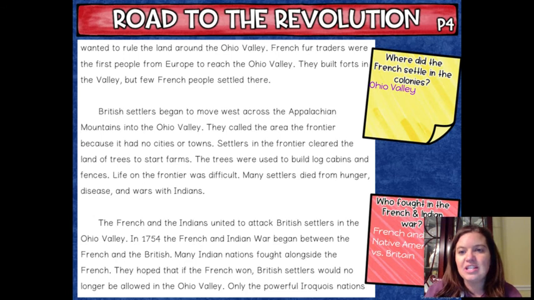Where did the French settle in the colonies? It tells you in here that they settled in the Ohio Valley, which was that area right in the middle of the country. Who fought in the French and Indian War? The French fought with the Native Americans, and they fought against Britain. A lot of people just wrote Britain there. Britain didn't fight against themselves. They were fighting the French, and the Indians helped them.